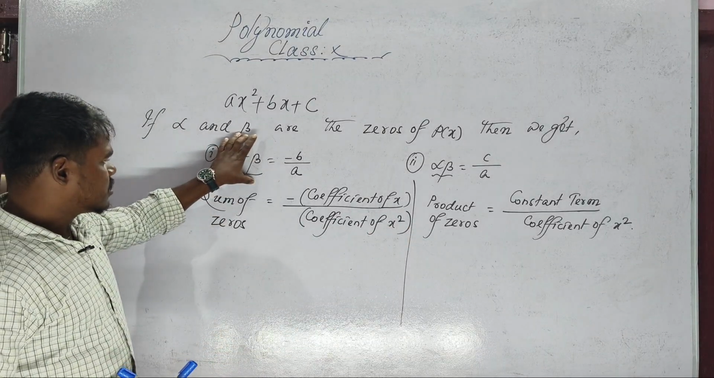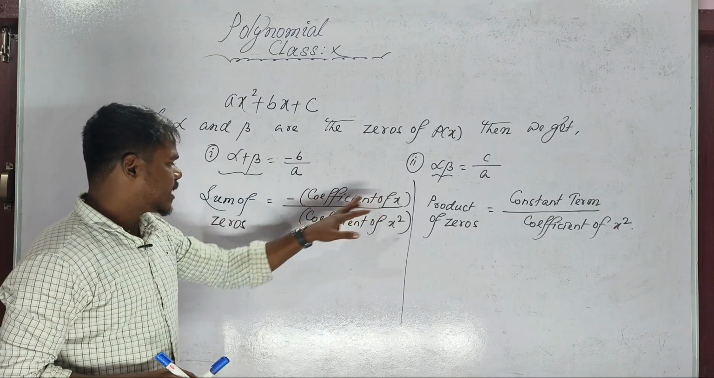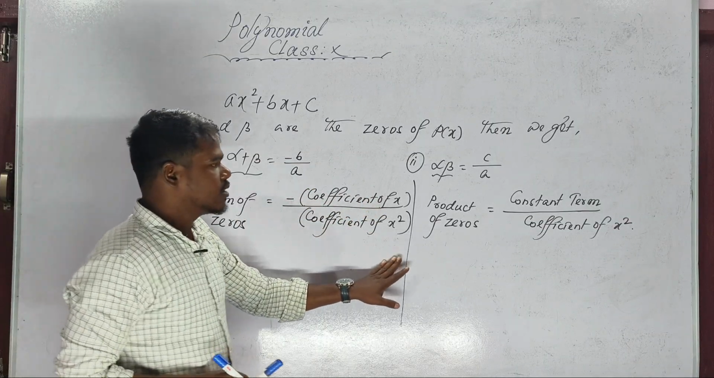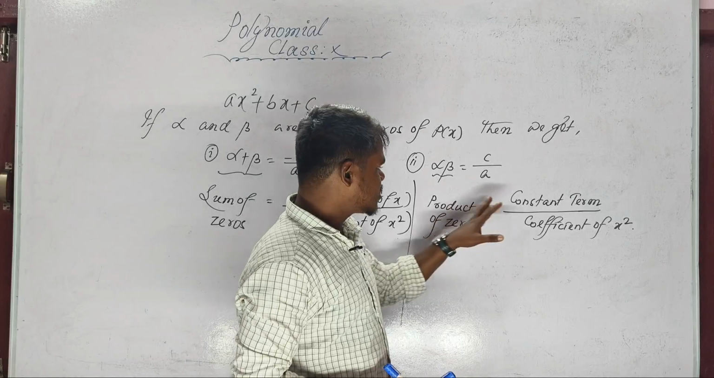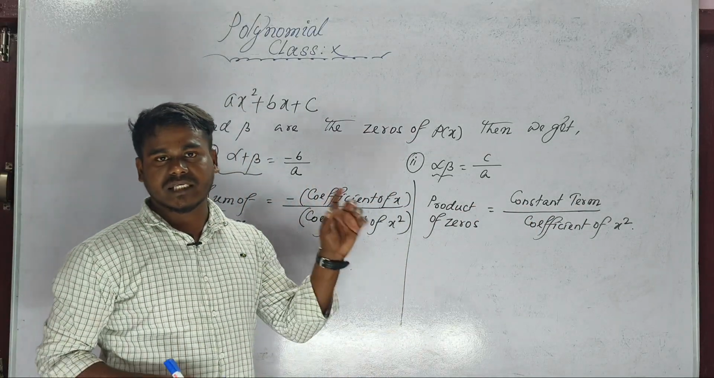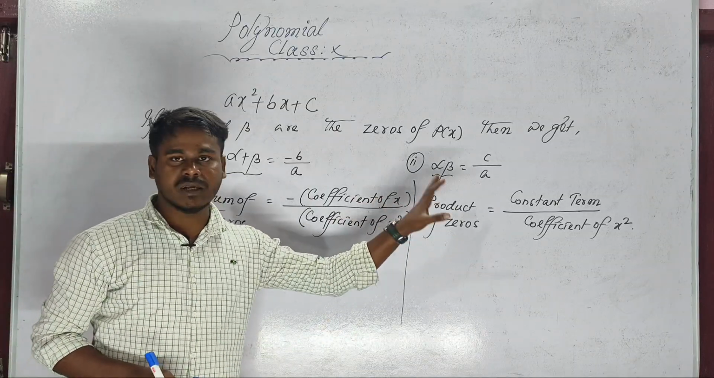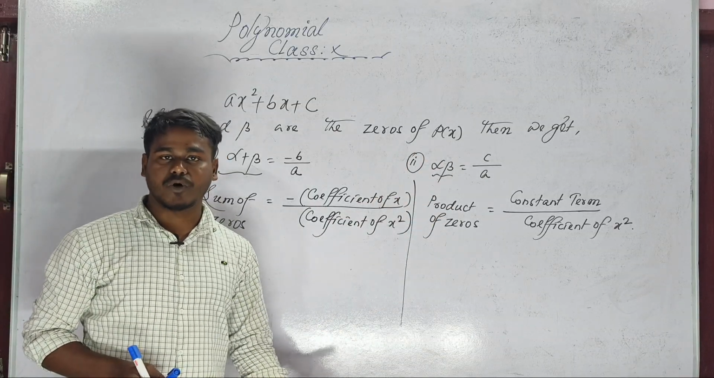Sum of the zeros equal to minus b by a, it means coefficient of x divided by coefficient of x square. Product of zeros means constant term divided by coefficient of x square. In the examination, questions are given where you have to verify the relation between the zeros and coefficients of the polynomial.